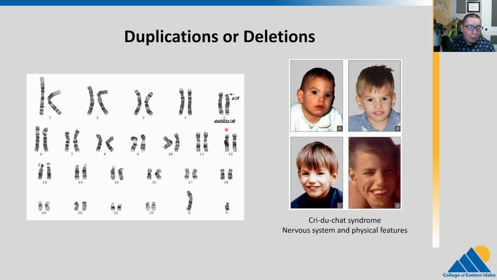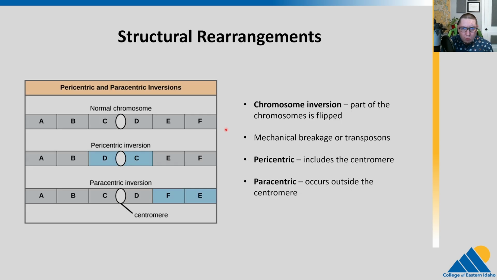You could also have duplications, as we saw in Down syndrome. Small portions of the chromosome being duplicated could also lead to developmental differences. So there are some terms for different rearrangements of the chromosomes. Occasionally chromosomes will have inversions, as we call them. Part of the chromosome gets flipped. This could be the result of mechanical breakage or these things called transposons, jumping genes. So somehow the chromosome breaks and doesn't get fixed properly.